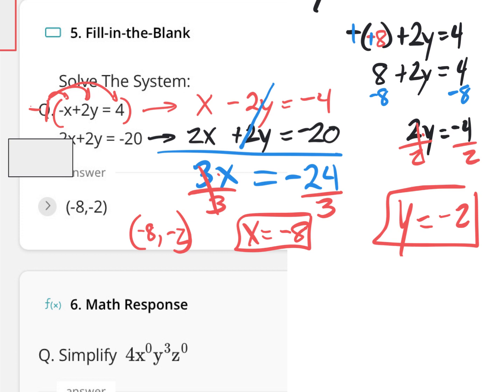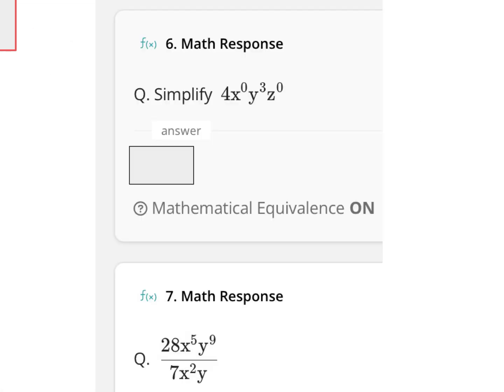Let's move on. Alrighty, this one is ridiculously easy, ridiculously fast. What we need to remember is that certain rule of exponents that says anything to the 0 power is equal to 1. So does the 4 have a power of 0? No, it does not. There's an invisible 1 right there. Does the x have the power of 0? Yes, that means that that's going to change to a 1.